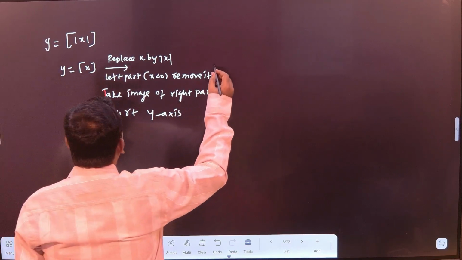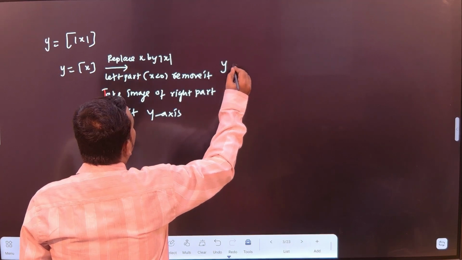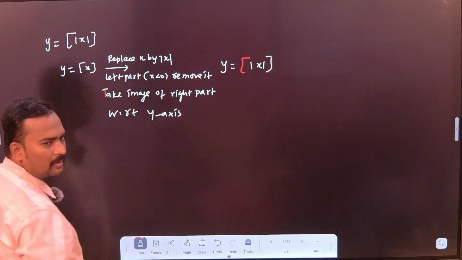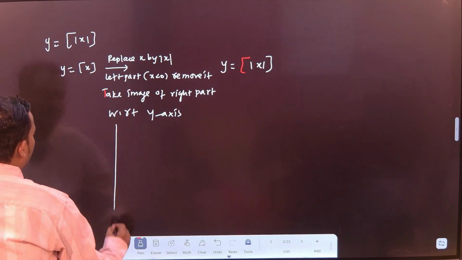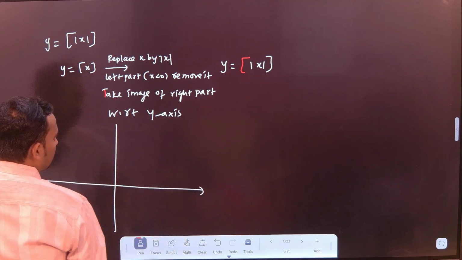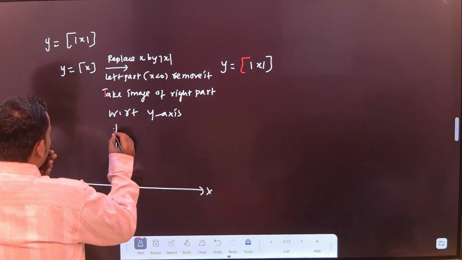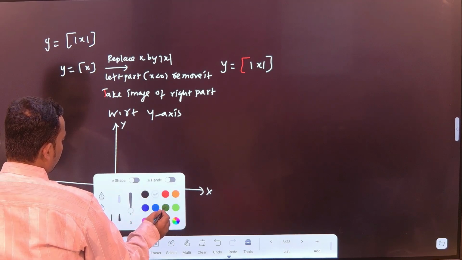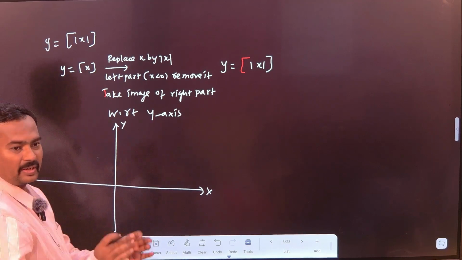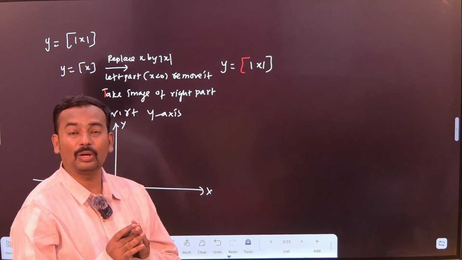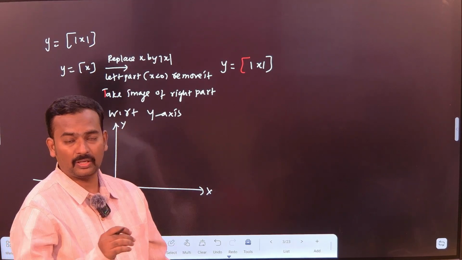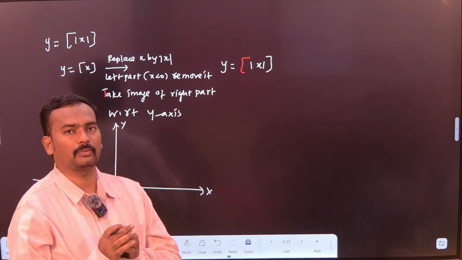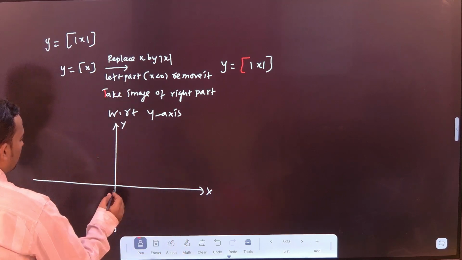Clear? We already discussed this, right? So you replace, then how will this graph change? How to draw the graph? First you can draw the step function, the greatest integer function. This is the x axis, y axis. Students, you already know the greatest integer function. If you're not able to understand it, you can watch my one shot video on greatest integer function and fractional part functions.